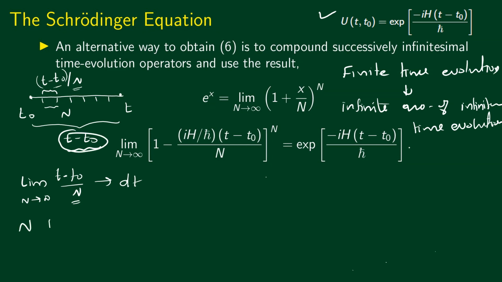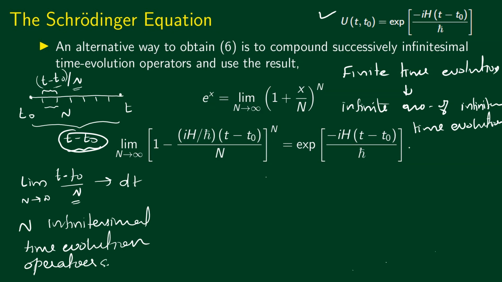n infinitesimal time evolution operators. Okay, this is the basic idea. We are taking the limit where n goes to infinity, so that this interval can be considered as an infinitesimal interval. So we take the transformation from here to here, that's one infinitesimal transformation, and then from here to here, and then from here to here, like that. If you compound such infinitesimal transformations, you can obtain a finite time evolution. Okay, that's the idea that we are going to use.